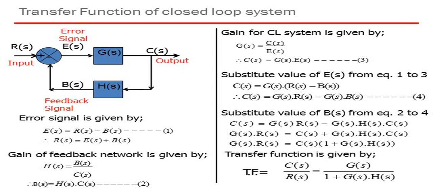After substitution, the equation will become C of S is equal to G of S into bracket R of S minus B of S. So that is the substitution for E of S. Then by multiplying G of S into the bracket, we will get C of S is equal to G of S into R of S minus G of S into B of S. We will call this equation number 4.